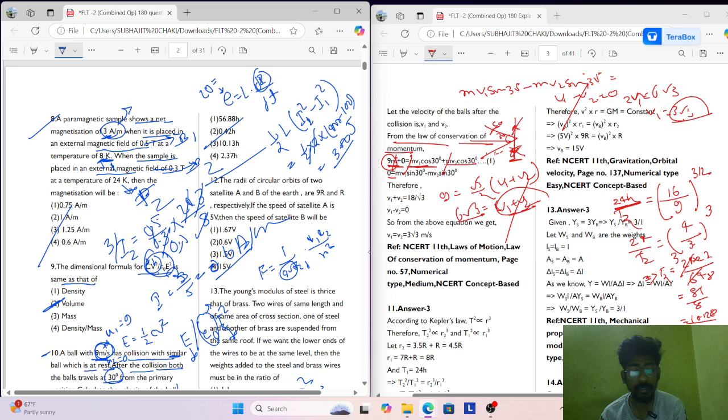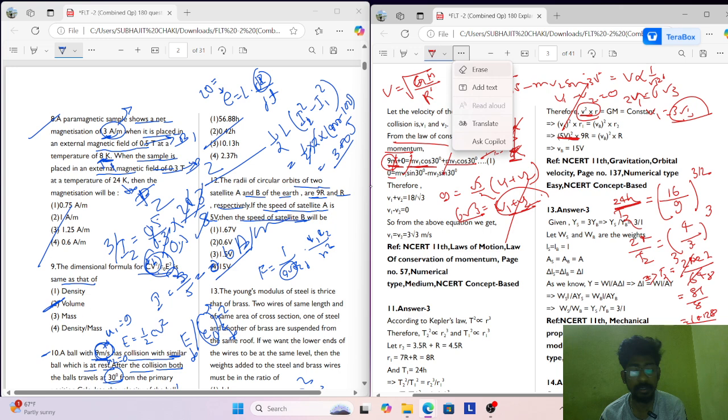The radii of circular orbits of two satellites A and B are given respectively. The speed of satellite A is 5v. We know from the formula, what is the formula of the orbital velocity of a satellite? It is root of GM by r dash, where r dash means r plus h, the height of the satellite plus the radius. So from this you can calculate that v is proportional to 1 by root over r dash.